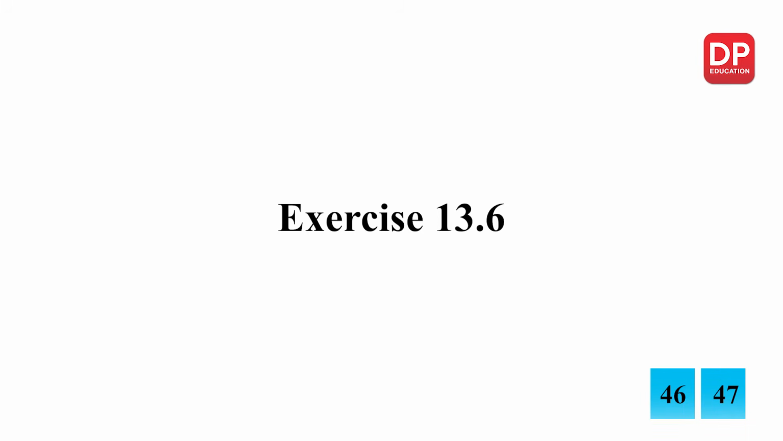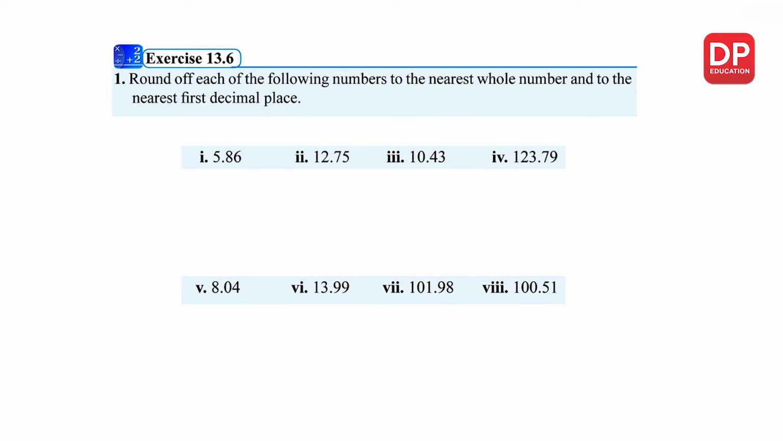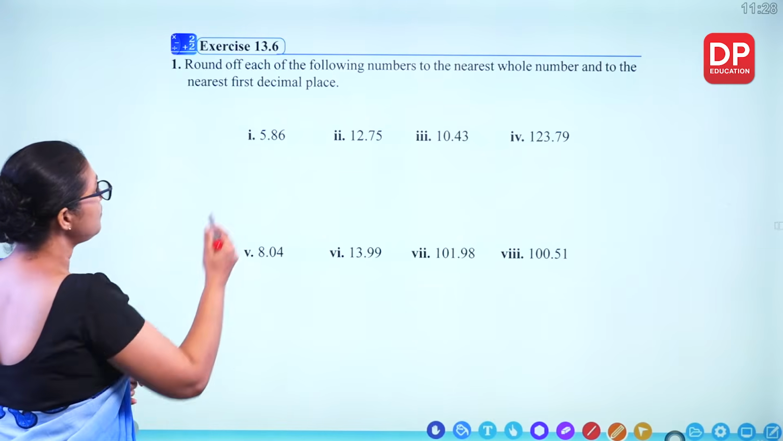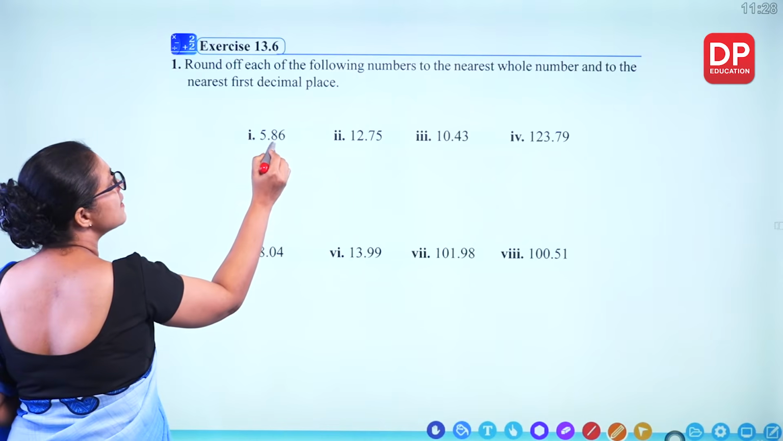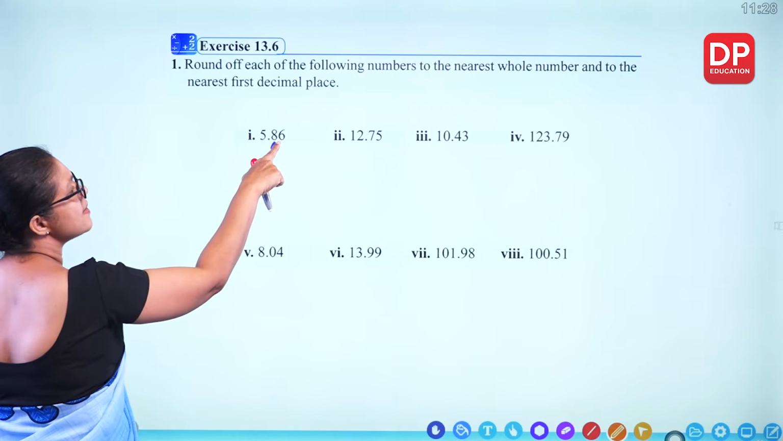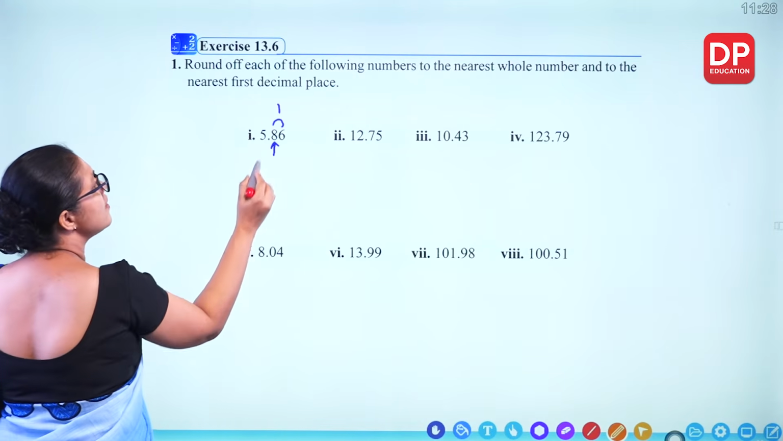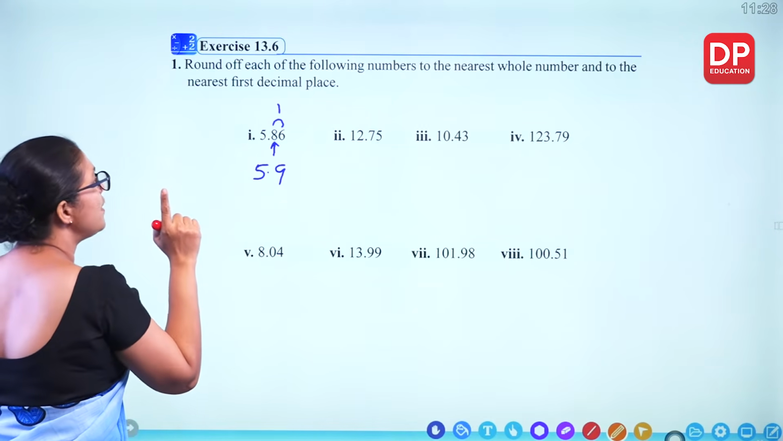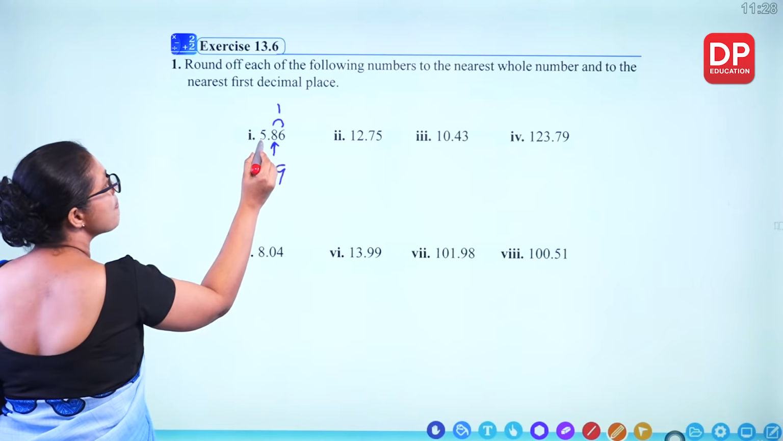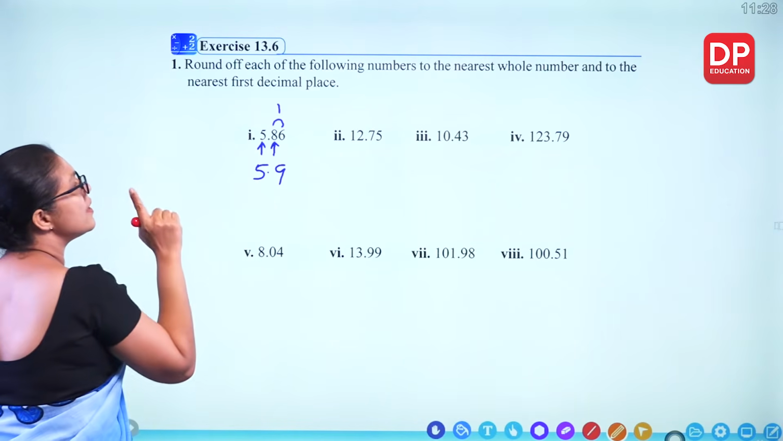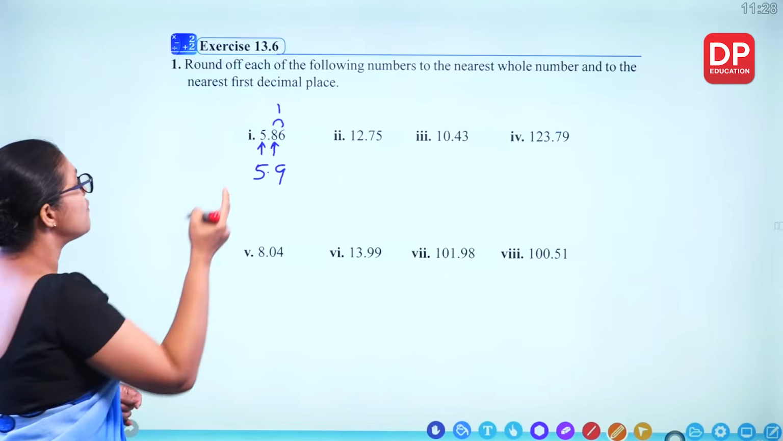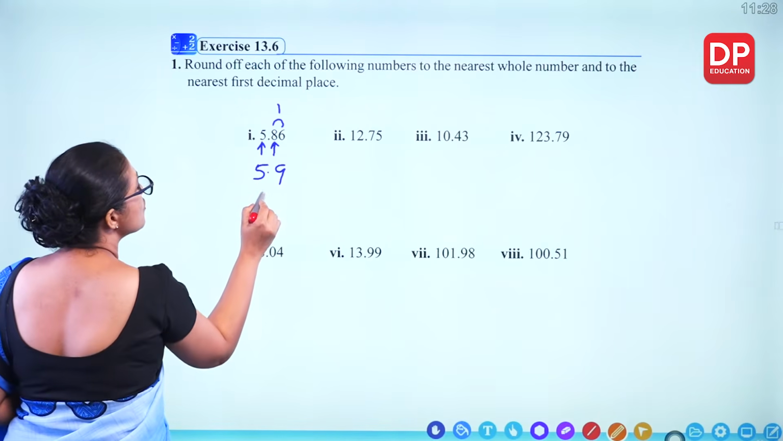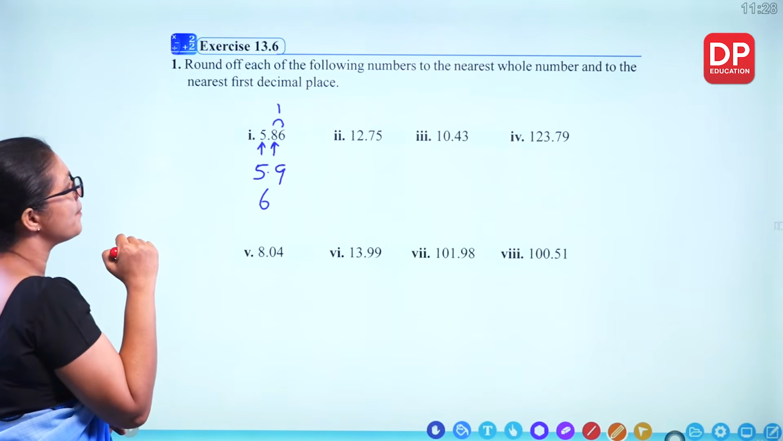Exercise 13.6. Round off each of the following numbers to the nearest whole number and to the nearest first decimal place. First decimal place, 6 is there, so you need to add 1, so that's 5.9. To the nearest whole number, this is the digit. Next number is more than 5, so you need to add 1. So 6 is the whole number.